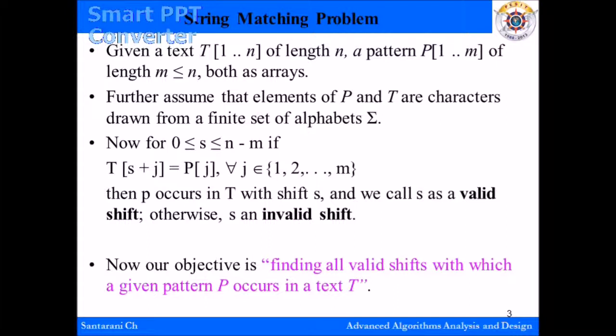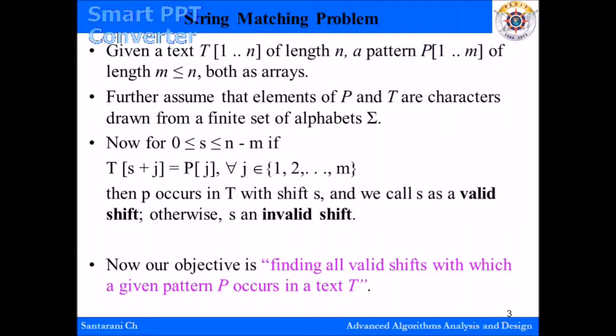Now for some s which is greater than or equal to 0 and less than or equal to n minus m, that is the difference between the length of the text and the pattern, if the character in the text T[s+j] equals the character in the pattern P[j] for all j from 1 to m, then P occurs in T with shift s. That is, the pattern P occurs in the text T with some value of shift s.